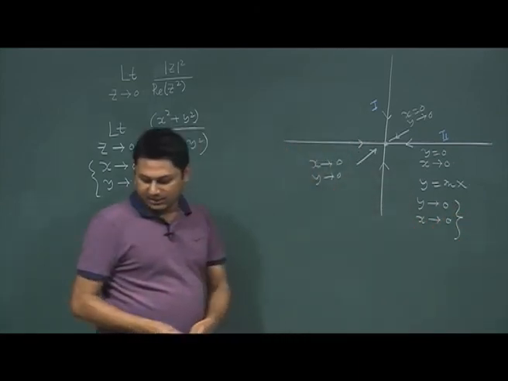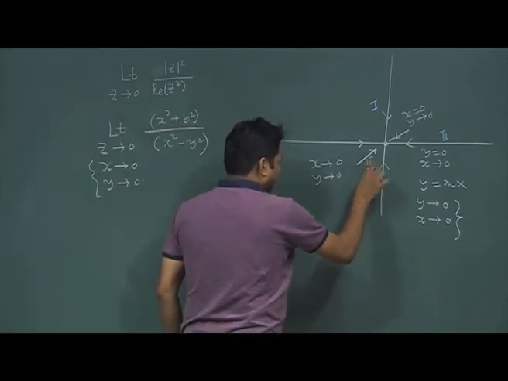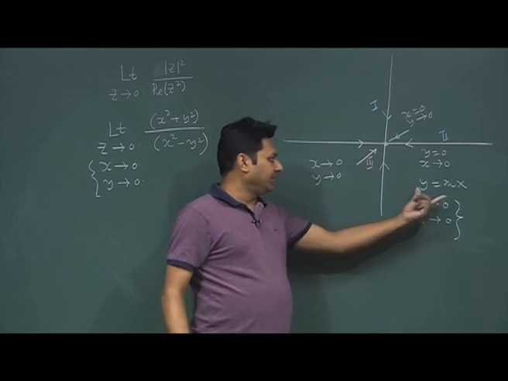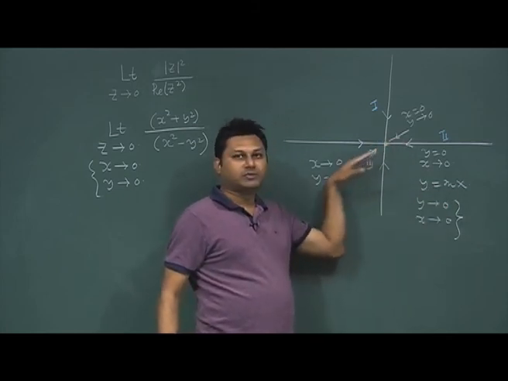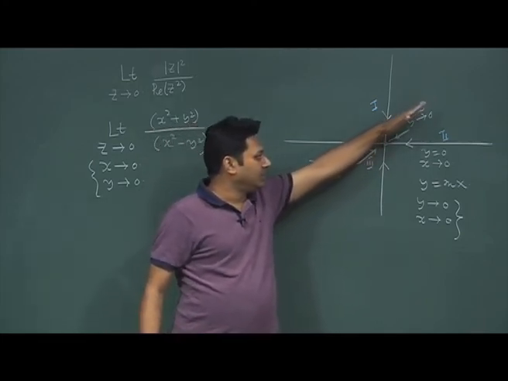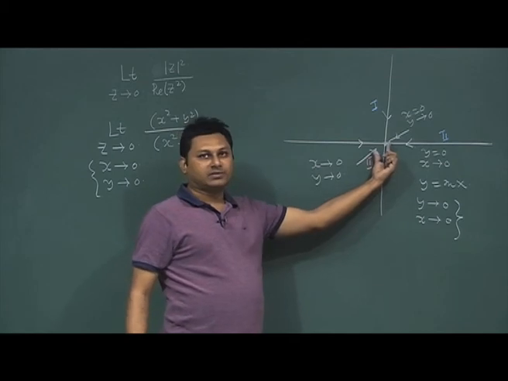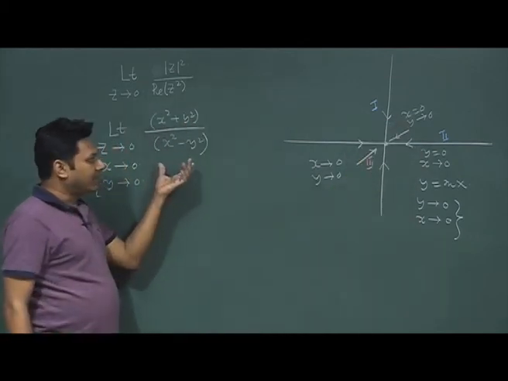In this case 3, I put it as a special case, case 3, both are approaching 0, but they are maintaining a relationship y equal to mx. m is a slope. So through this straight line where m is a slope, they are approaching this point. So there are 3 different cases where you can apply.